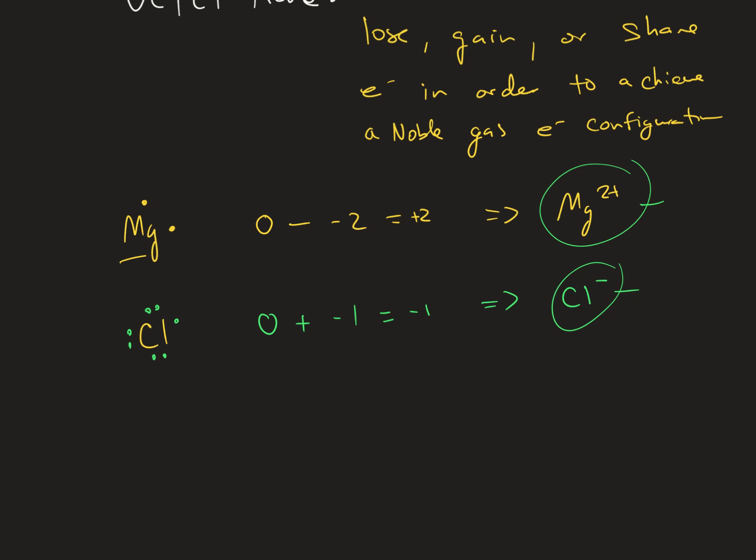Okay. Yeah. So essentially it's just based on the loss or gain of electrons from a neutral state if it goes positive or negative. Okay. And do we know how many it's going to lose or gain? We look at the periodic table, right?